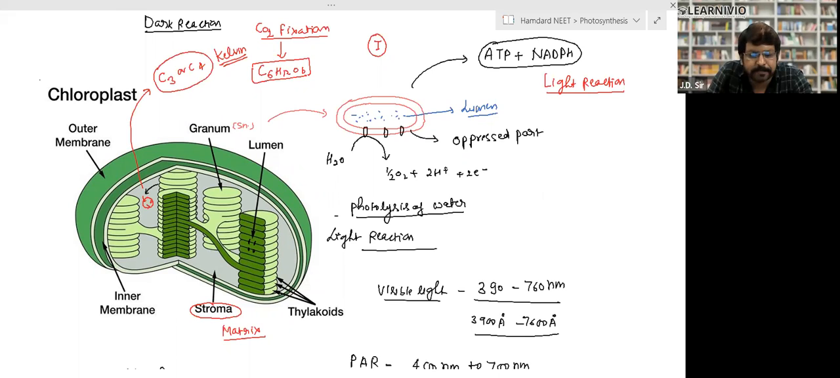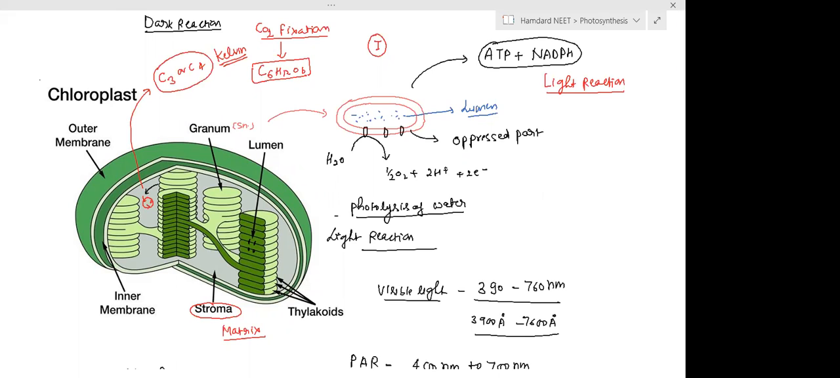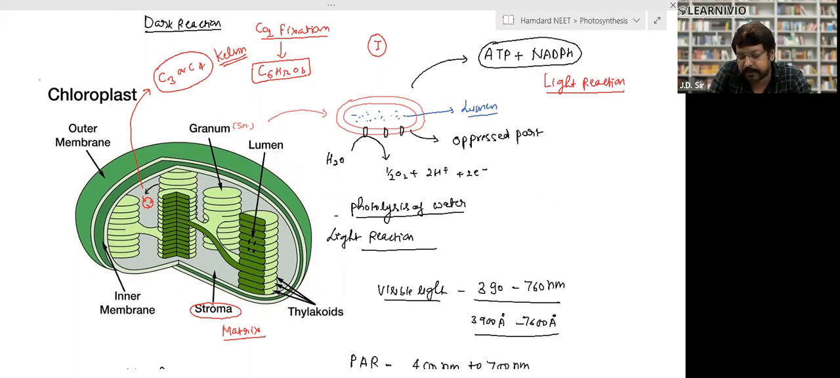Where is it found? Chloroplast is found in mesophyll cells. Very good, excellent. So these are found in mesophyll cells, and they are the site of photosynthesis. Right, very good. We have the basic idea. This is the structure of chloroplast. Right. Okay. Now what happens?